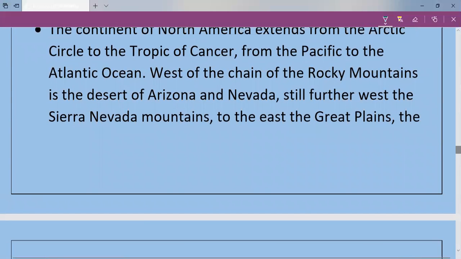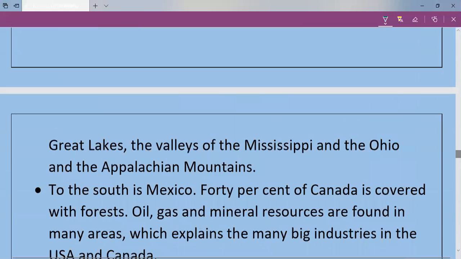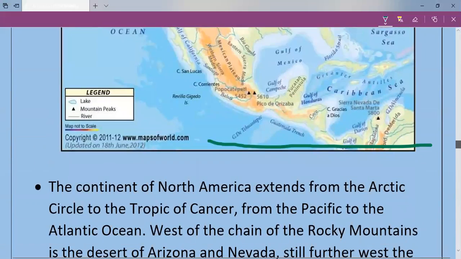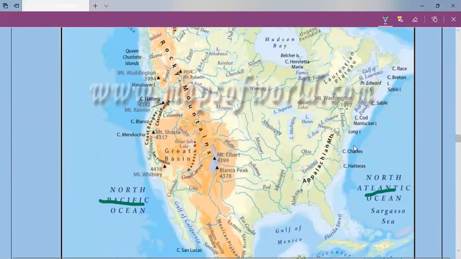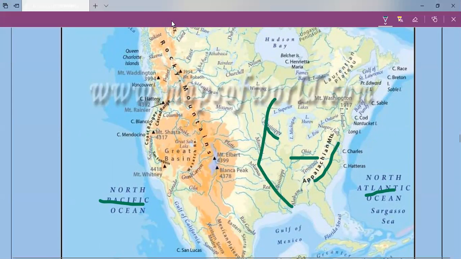And still further west there are the Nevada mountains. To the east, the Great Plains, Great Lakes, valleys of Mississippi, Ohio, and Appalachian Mountains. So in the eastern portion, what are the features there? Like the Appalachian Mountains, you can see here the Appalachian Mountains in the eastern portion, which is a rich region. Then the Mississippi River, you can see Ohio, Great Plains, all these regions exist in the eastern part. Okay, and here it is the western part, desert and Rocky Mountains and all. So this is the western part.